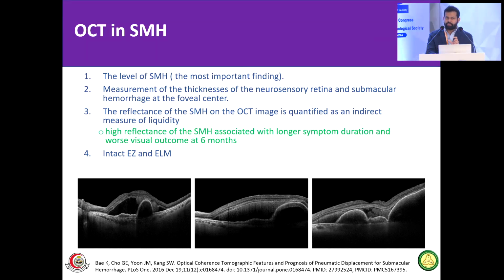However, if you look at the high reflectivity, it is only one part of it. The remainder is serous fluid, so this is less harmful to the photoreceptors. On the right side, you can see more hyperreflectivity, which represents more clot and more blood.